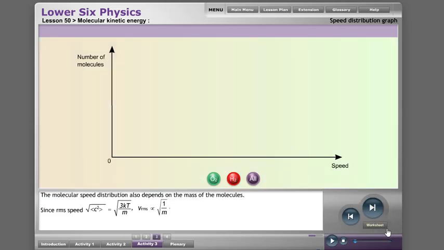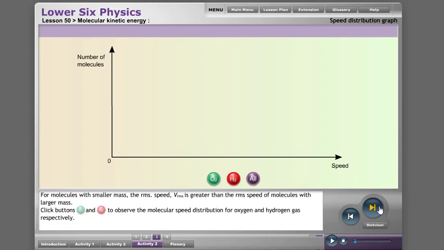The molecular speed distribution also depends on the mass of the molecules. Since RMS speed equals square root of mean square of speed c, which equals square root of 3 times kT over m, Vrms is proportional to square root of 1 over m. For molecules with smaller mass, the RMS speed is greater than that of molecules with larger mass. Click buttons O2 and H2 to observe the molecular speed distribution for oxygen and hydrogen gas respectively.